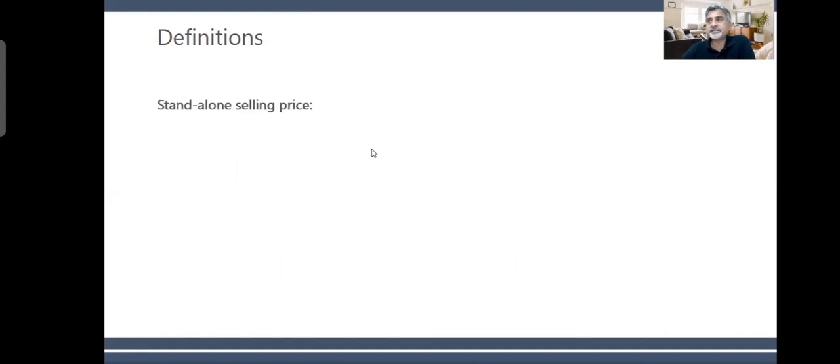Standalone selling price. Now, there are a few terminologies which we will learn here. One terminology, we say point in time. And one terminology, we say period of time.